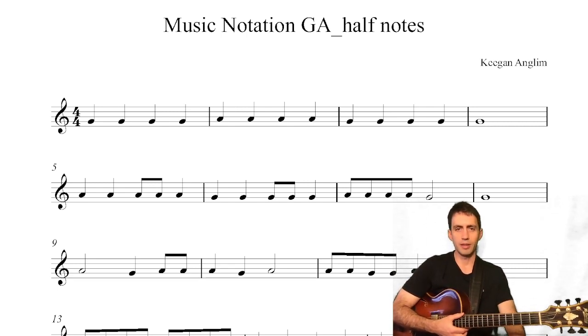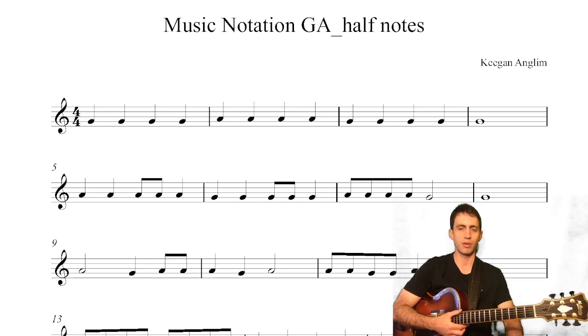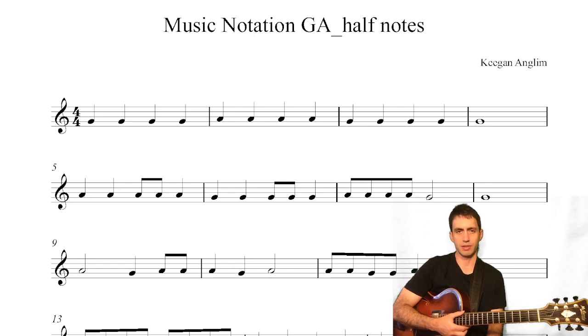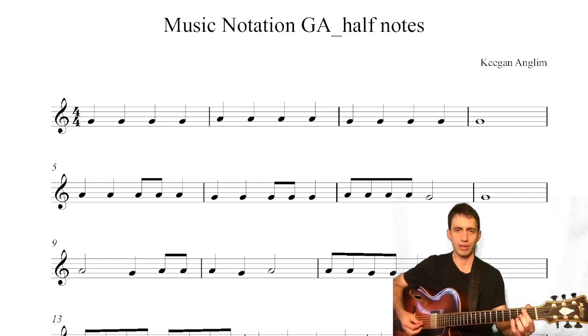I believe half notes are also new for us. If you look at measure 7, we have 4 eighth notes on A, and then we have a half note. A clear note head with a stem is a half note, and a half note gets 2 beats, so 1, 2.